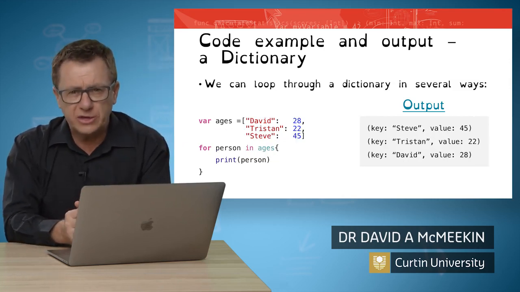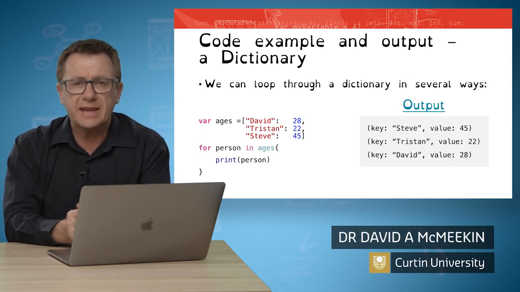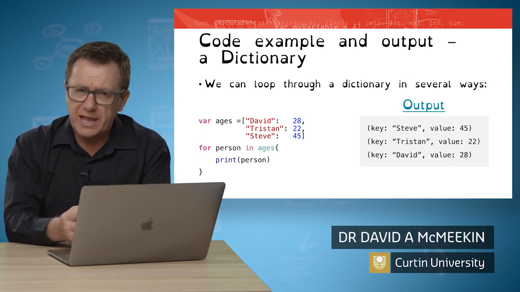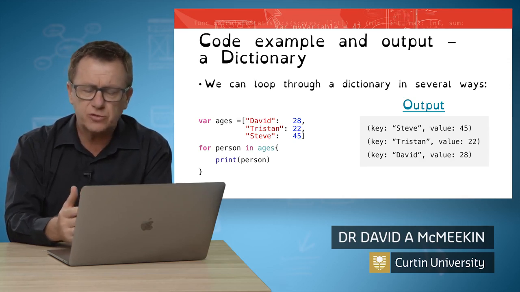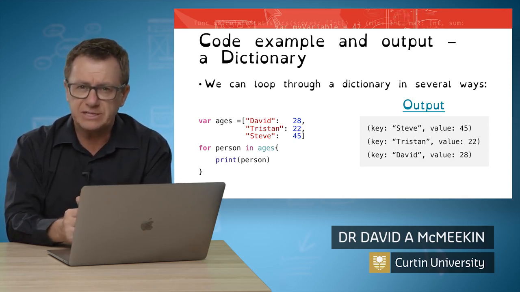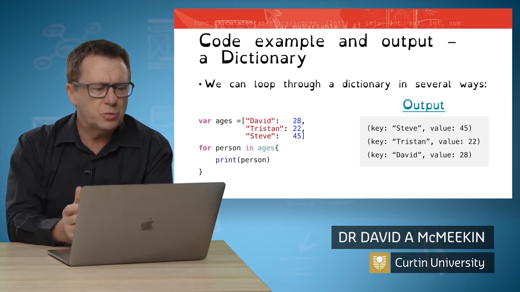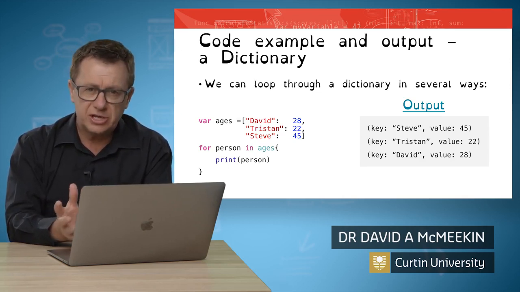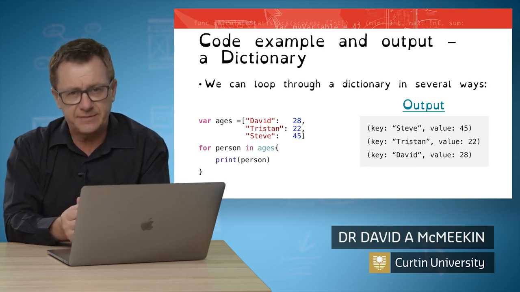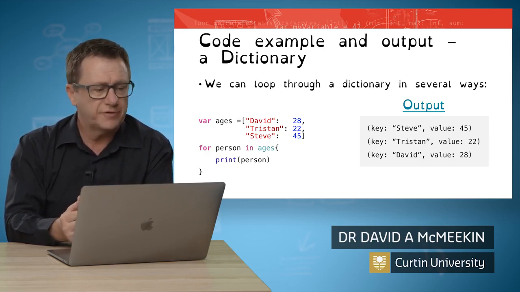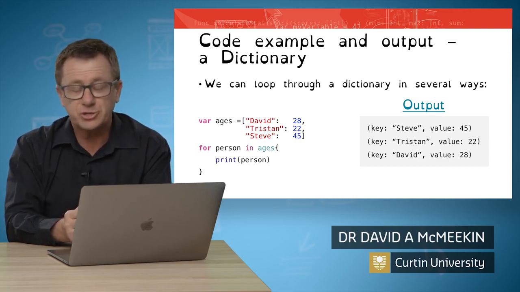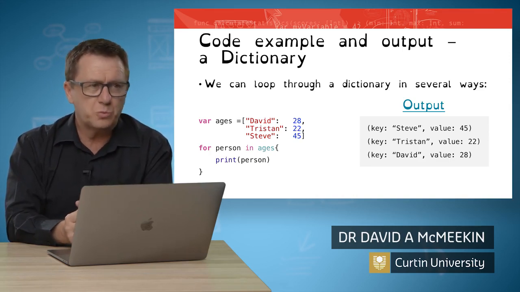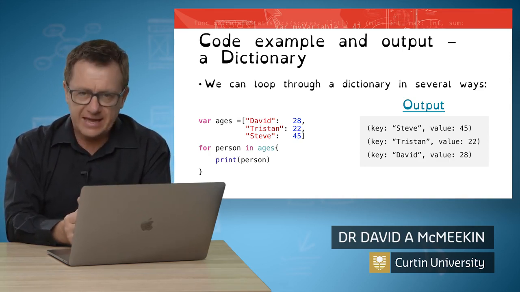We want to also now use our loop alongside a dictionary. And as we create the code for this, you will notice through the couple of slides how it varies just slightly. So we still have a dictionary, and our dictionary is called ages. And in this one we have our keys, which are David, Tristan, and Steve, and we've given them an age of 28, 22, and 45. I wish. Now, in our for loop, we say for person in ages.